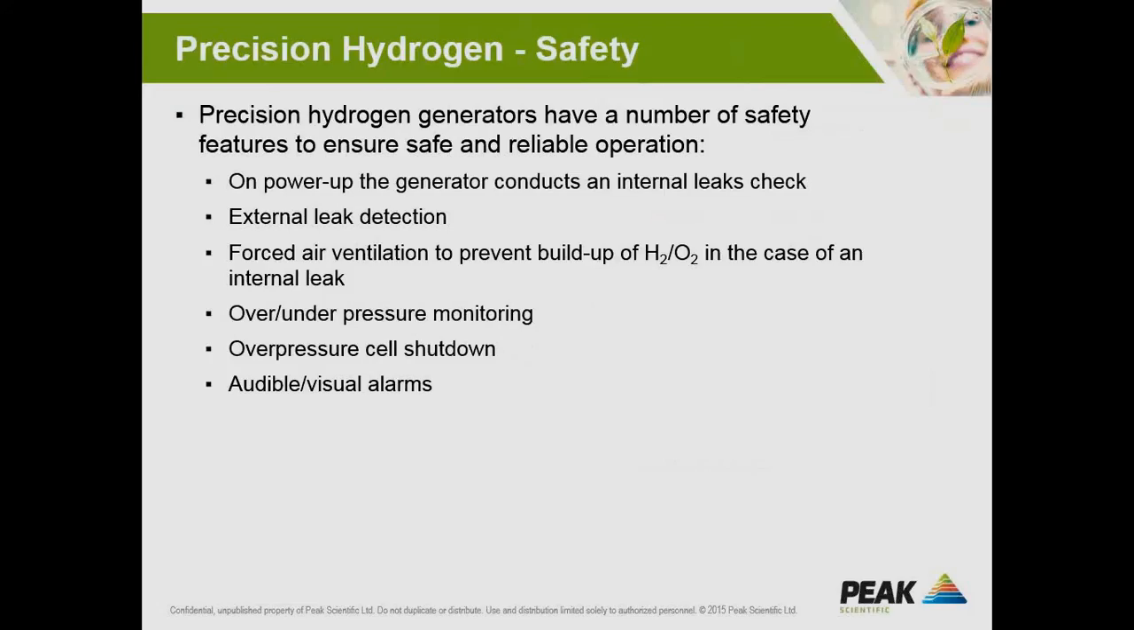As I mentioned before, we have the forced air ventilation to prevent a buildup of hydrogen or oxygen in the case of an internal leak. And we also monitor the pressure throughout the system to make sure that we don't have low pressure or indeed too high a pressure. In the case of any pressure issues, we have a mechanical shutdown of the cell, and we also have audible and visual alarms via the screen.